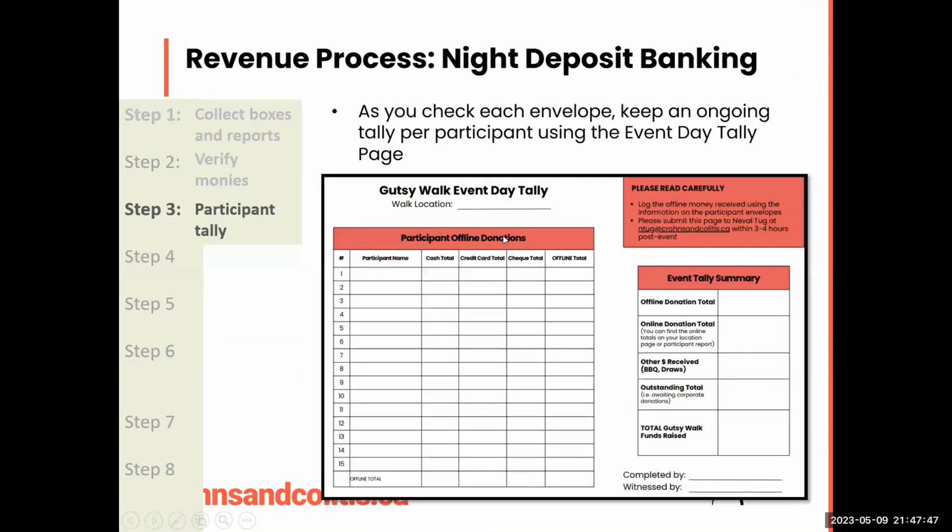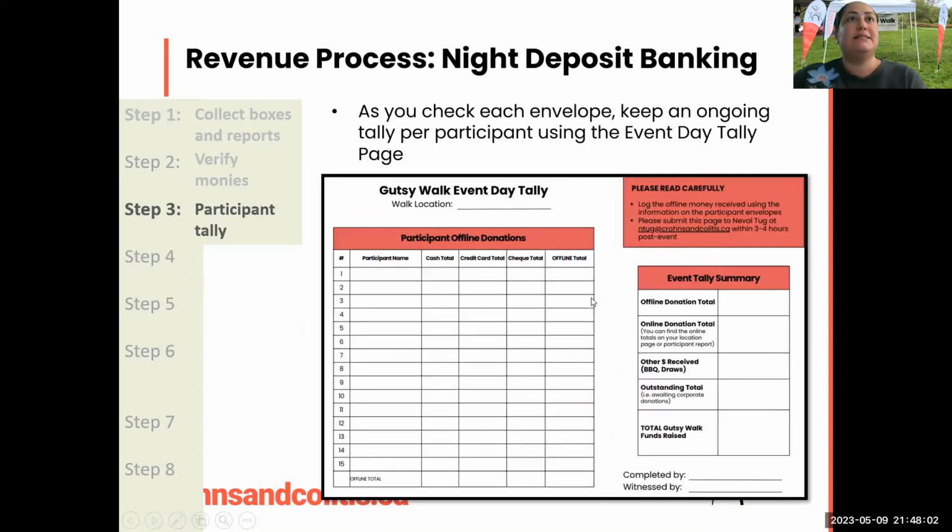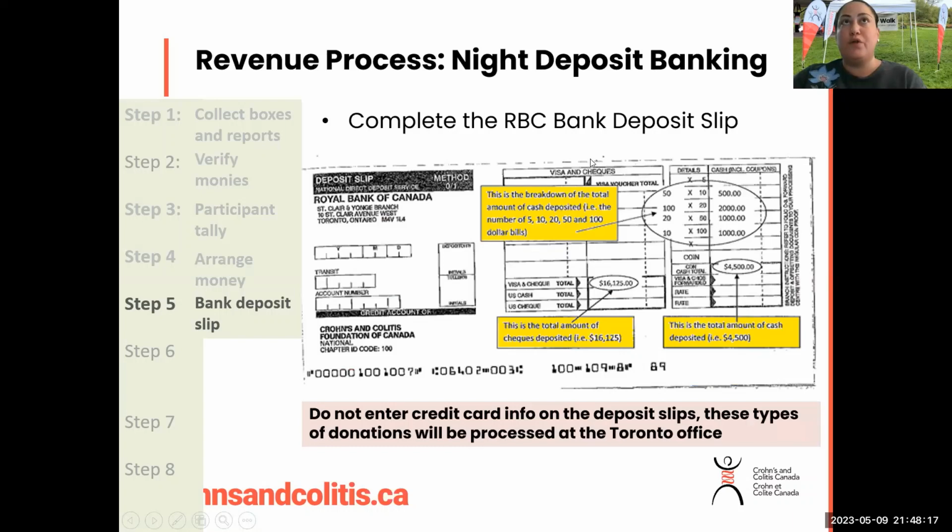I'm referring to the deposit slip that you just had up. Deposit slip will not have the credit card amount, because you are only depositing the cash and check to RBC. The credit card, you are only entering it here. When you fill out the event day tally, that's where you are entering the credit card totals. And this will come to us and we are going to process it in the office. So you don't enter the credit card total on the deposit slip.